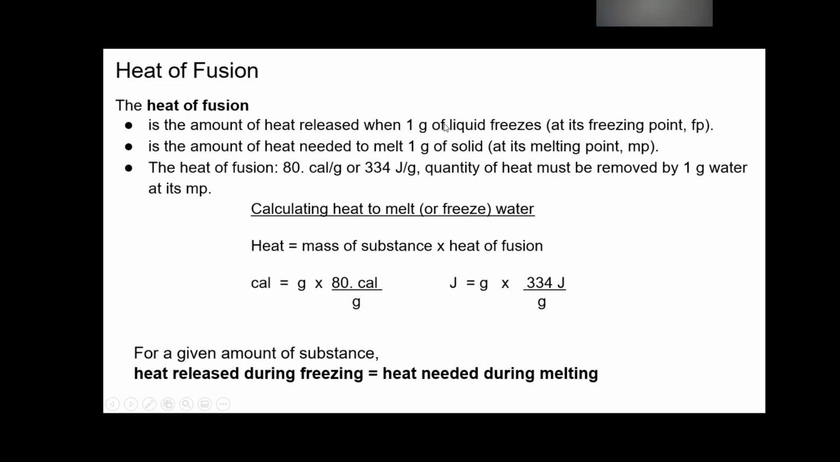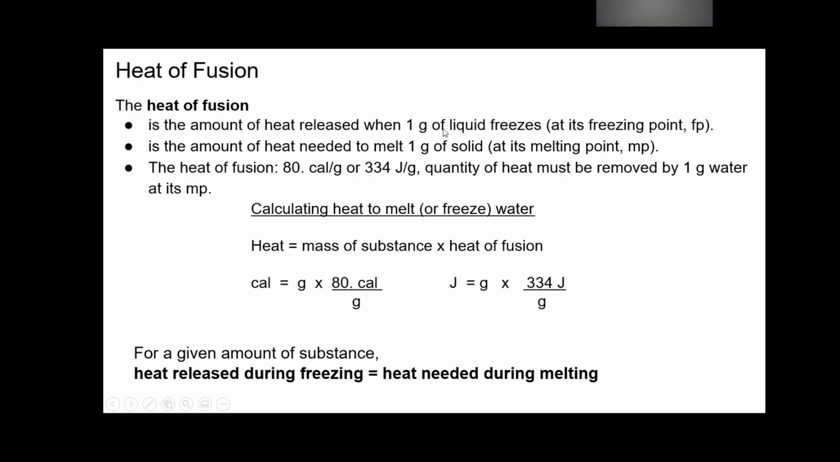All right, so now we're at the heat of fusion. Heat of fusion is the amount of heat released when 1 gram of liquid freezes. And the heat of fusion is also the amount of heat needed to melt 1 gram of solid at its melting point. So the heat of fusion is 80 calories per gram, or 334 joules per gram. This is the quantity of heat that must be removed from 1 gram of water at its melting point. This will make more sense as we start doing a problem. These concepts are a little difficult to comprehend at first, so make sure you go over them.